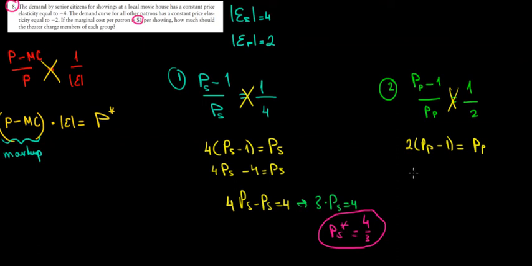So if we open the brackets, we'll have 2 times the price of patrons minus 2 equals the price of the patrons. Let's take the price of the patrons to the other side, the constant to the right side. So we'll have 2P minus P, which is the price of the patrons, equals 2. So we're going to charge 2 for the patrons. We're going to charge 4 over 3 for the seniors. So what are we doing here? Price of the patrons is equal to 2, and price of the seniors is equal to 4/3, which is 1 1/3.